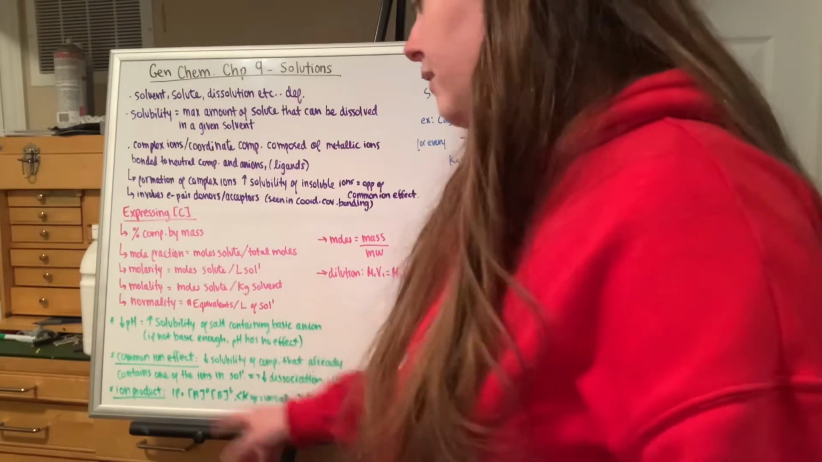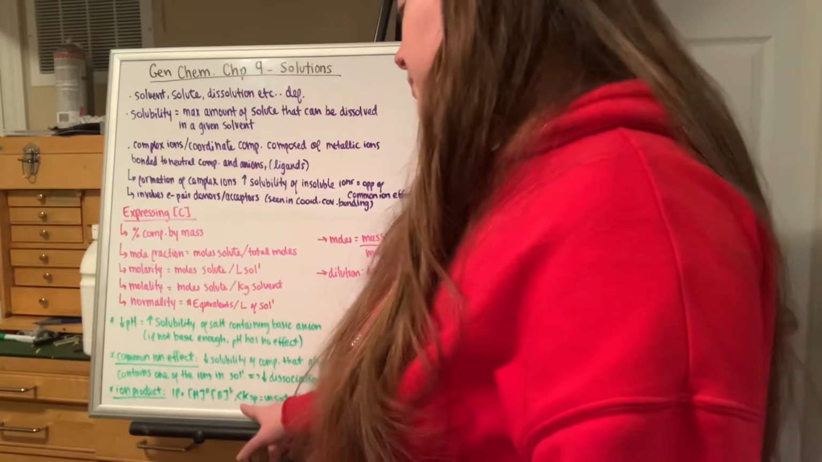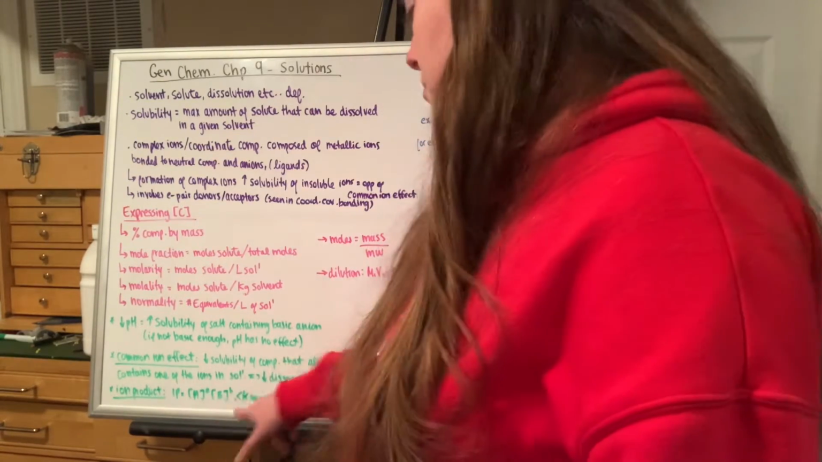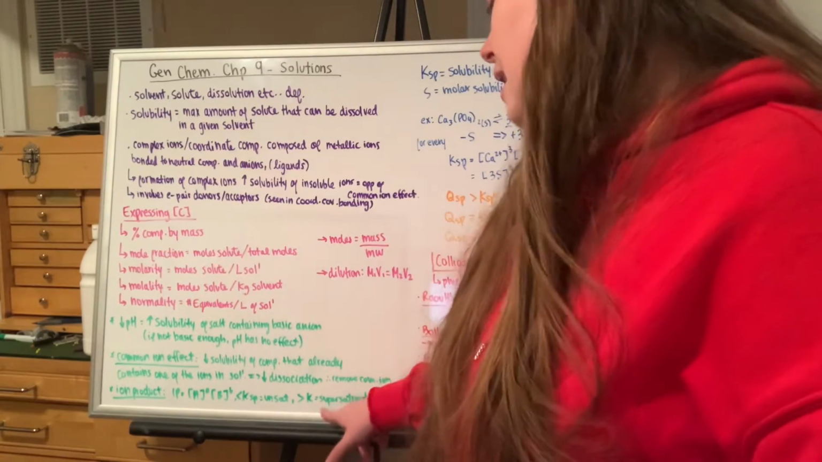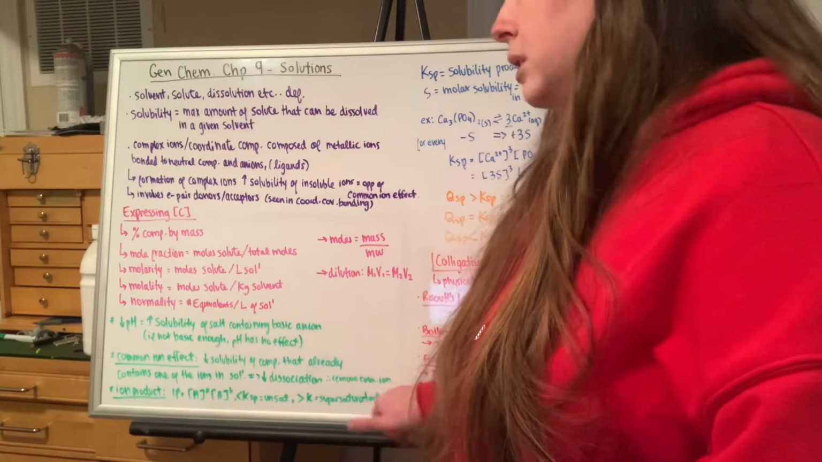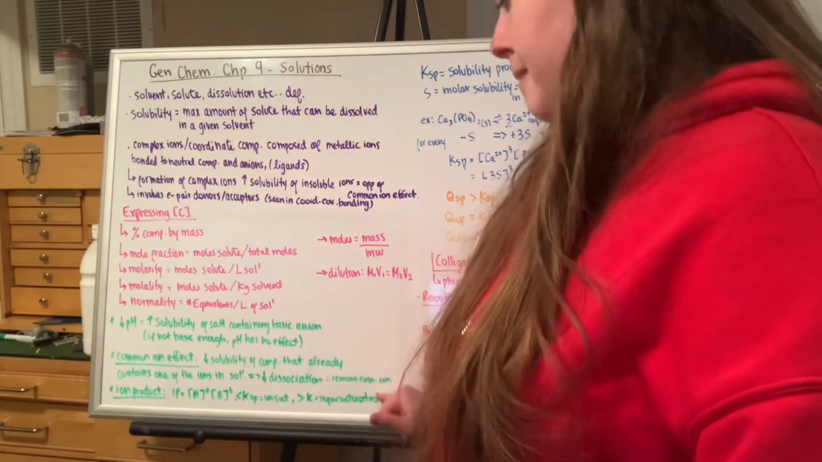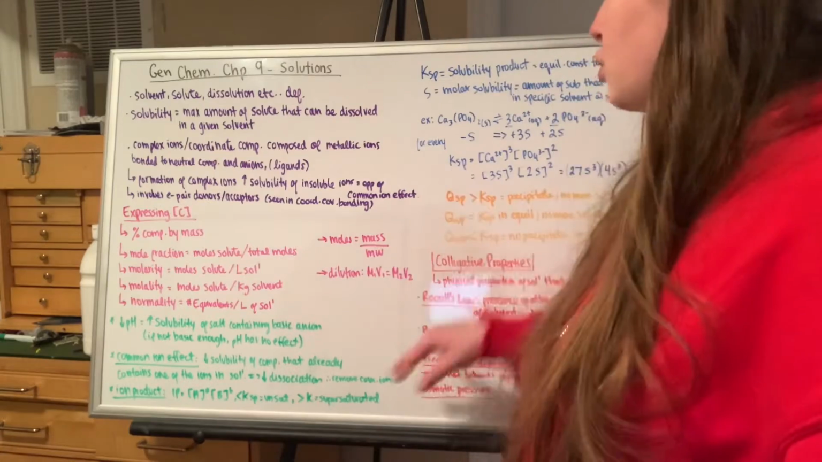So basically, if the ion product is less than KSP, then that solution is unsaturated. But if the ion product is greater than KSP, then that solution is supersaturated. To understand this part of the video, please look at the Gen Chem Chapter 6 video on equilibrium and come back to this, because this is the same idea but is being applied specifically to solubility.